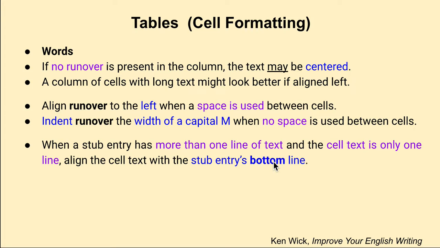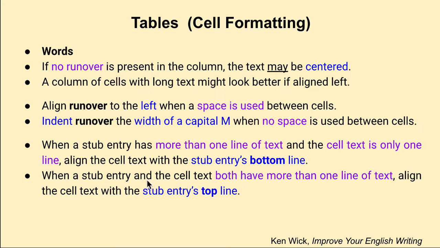Like I said, I'll flip back to this and it will make sense, or I have an example of it. The other one is when the stub entry and the cell text both have more than one line of text. Align the cell text with the stub entry's top line. So here, basically, this bullet, just backing up. Here the cell only has one line, but the stub has more than one. Then you line it with the bottom line of the stub entry. But if both have more than one line of text, then you align it to the stub entry's top line.